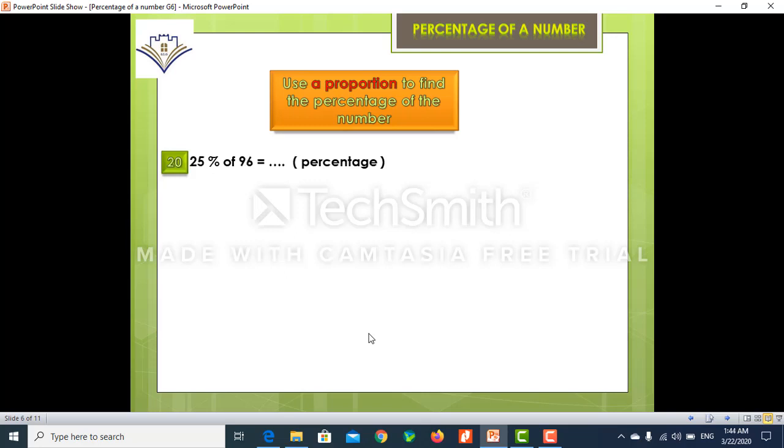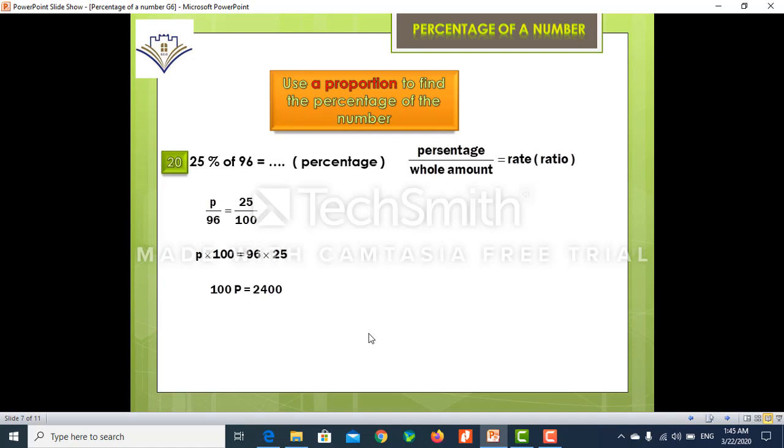Let's answer another question. Question number 20. Use a proportion to find the percentage of the number. 25% of 96 equals p. Who can remember? Percentage divided by whole amount equals rate. Then P divided by 96 equals 25 divided by 100. By cross multiplication, P multiplied by 100 equals 96 multiplied by 25. Then 100P equals 2400. I think it's very easy.